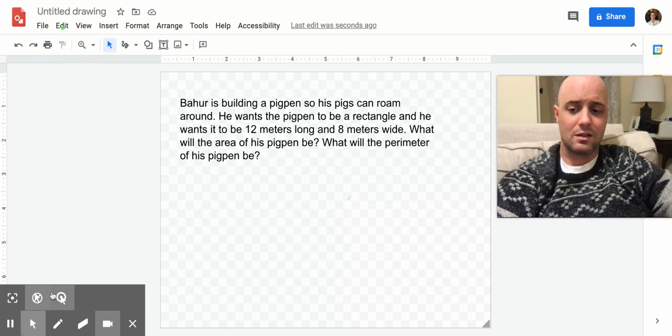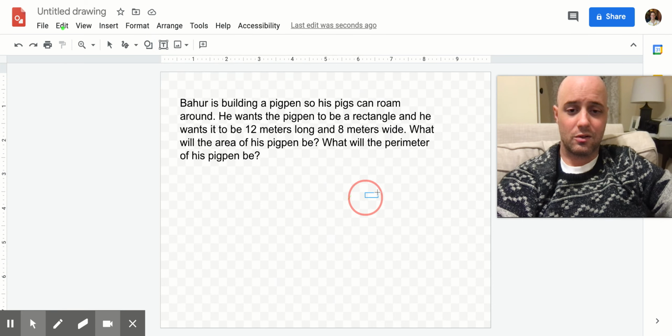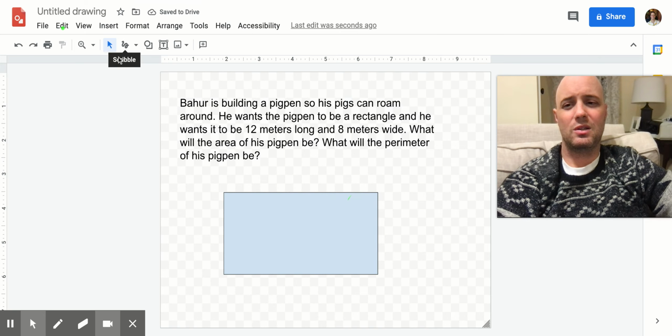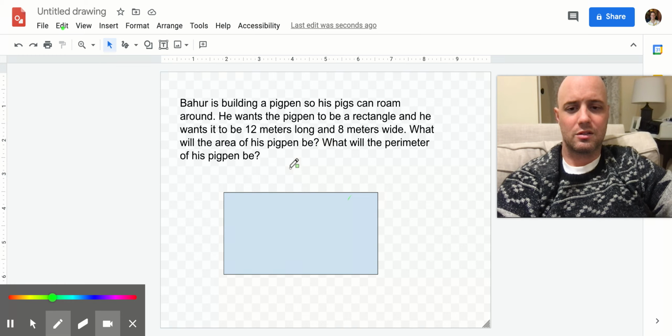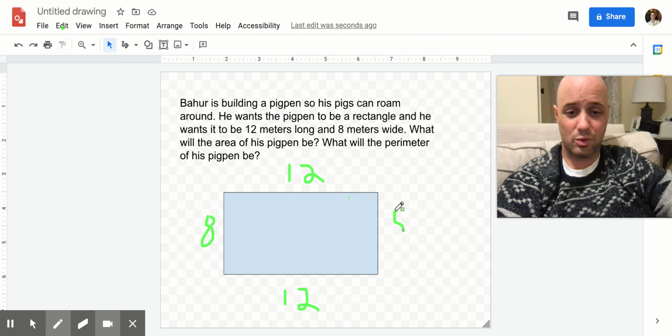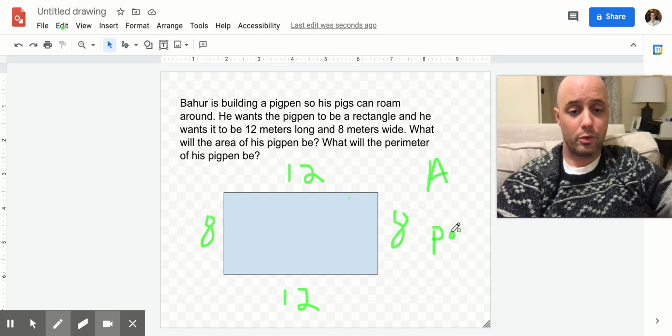Let's do this. Let's draw a rectangle. There's the pig pen, we'll say, and he wants it to be 12 meters long. So we'll make the longest side 12 and 8 meters wide. So this other side will be 8. And then, of course, this will be 12. And because these sides are the same, it's a rectangle, and this will be 8. So now we want to find both the area and the perimeter.